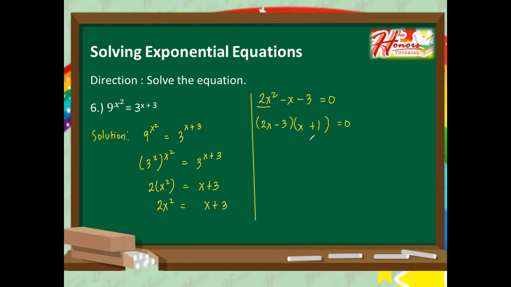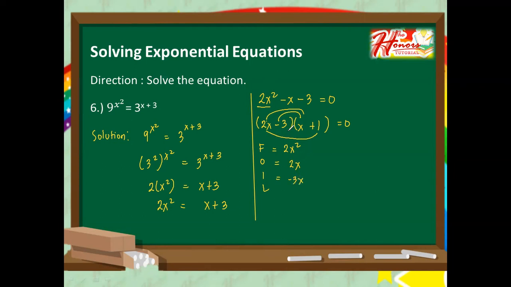For you to check if your answer is correct, you may use the FOIL method. So FOIL method means first term, outer term, inner term, and last term. So if we are going to use FOIL method, the answer should be this one. 2x squared minus x minus 3. So 2x times x, so that is 2x squared. And then for the outer term, we have here 2x times 1, so that is 2x. For the inner term, we have here negative 3 times x, so that is negative 3x.